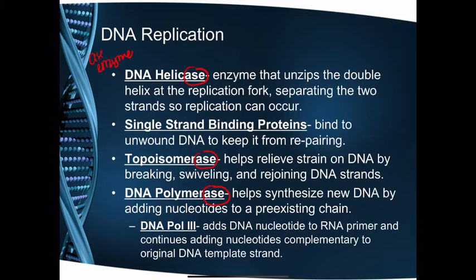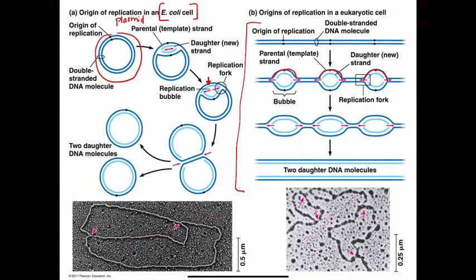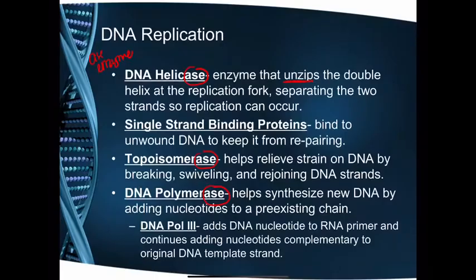But the first one is DNA helicase or helicase, either way you prefer to say it. And it is the zipper, okay? So this replication fork, as we saw just a moment ago, has to open up, okay? Here's our replication fork. It forms this bubble here. And so the way that happens is through an enzyme called DNA helicase, okay? It unzips the double helix at the replication fork, separating the strands so replication can occur, okay?